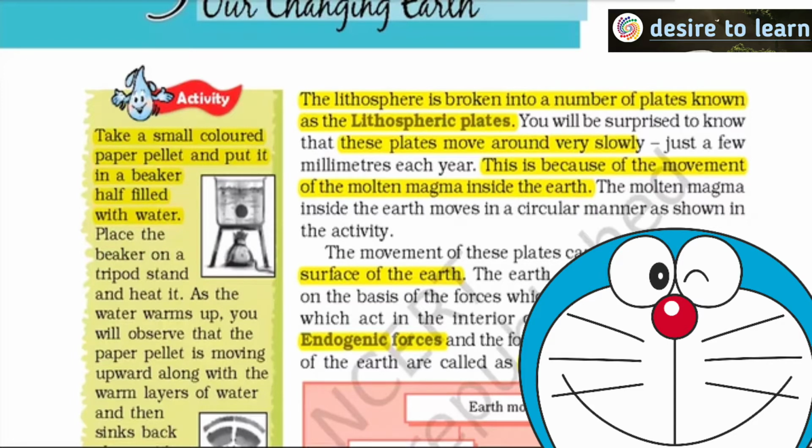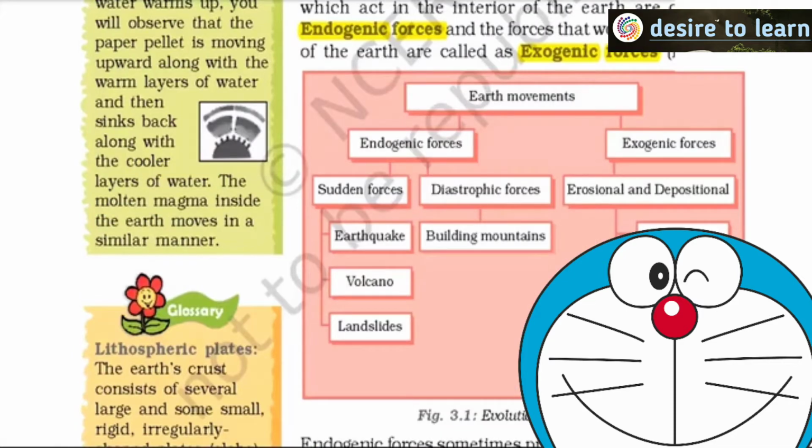That is, if there is any action inside the earth crust, we call it endogenic forces. If there is any action above the earth surface, we call it exogenic forces. Now, the endogenic forces, as the table clearly shows, can be differentiated into sudden forces and diastrophic forces. Diastrophic means slow forces.